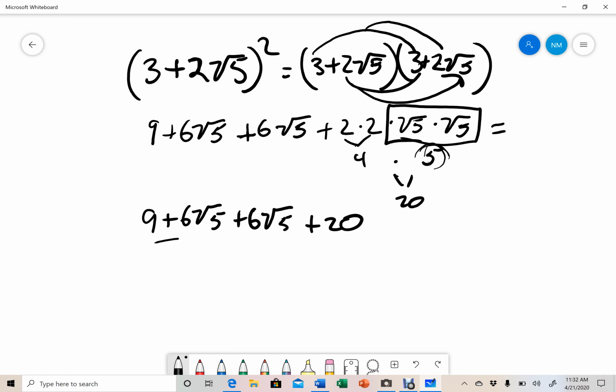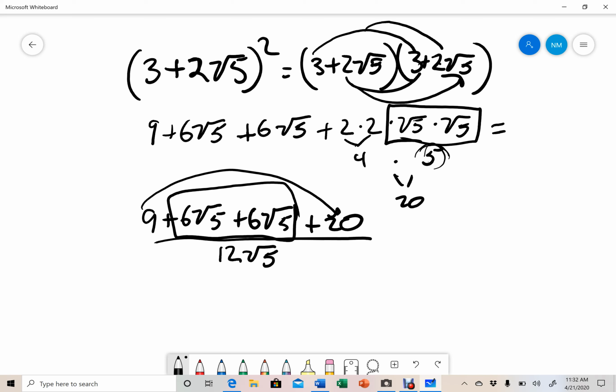Okay, so from here, what I have to do is combine my like terms. These are like terms, right? They both have the square root of 5. So 6 plus 6 is... I'm just looking at my notes here. Sorry, guys. I thought I had skipped a step, but I didn't. Okay, 6 plus 6 is 12, and the square root of 5, because that doesn't change when we're adding. And then we've got 9 and 20. So 9 and 20 is 29. All right, so my answer then is 29 plus 12 times the square root of 5.